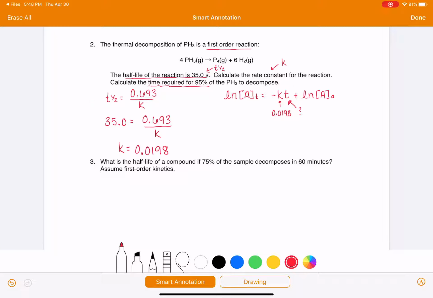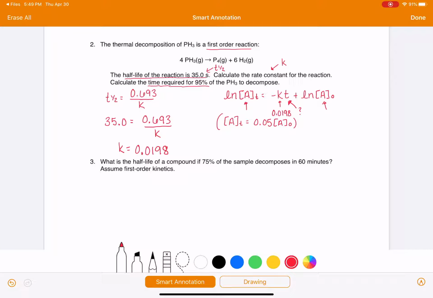Now this one you might be thinking, we're stuck because we do not have an initial concentration and we do not have a concentration at time t. But what we do know is that we are looking for how much time it takes for A at time t to be only 5% or 0.05 of whatever we started with. We are looking for a 95% decrease in the concentration of A. And so we can actually use this and plug it into the equation for A at time t.